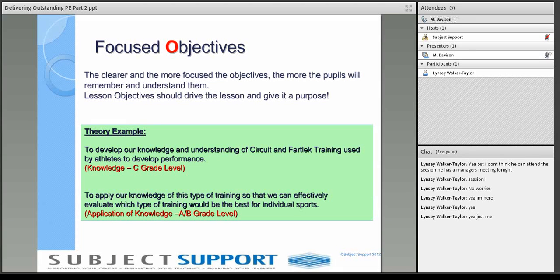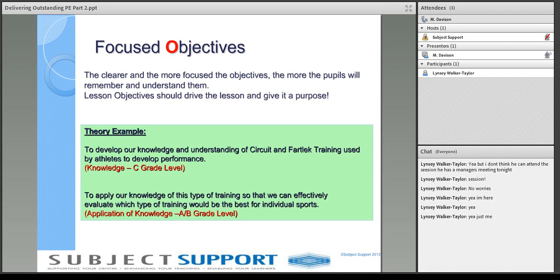Basically it just makes all of the objectives really focused on the level that the pupils are working at. So all we've done is basically develop the knowledge and understanding. So we've said that's basically a grade C skill. If they can develop knowledge and if they have an understanding of the two types of training, they can use that in an exam. The likelihood is they're going to input enough key points to get maybe a C grade answer.